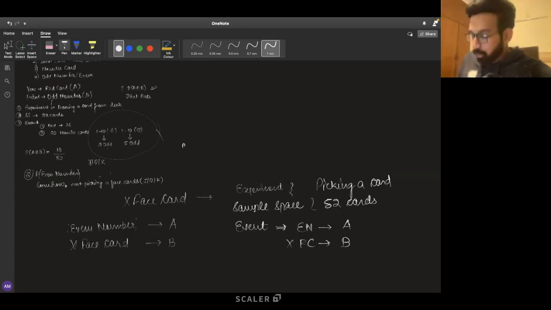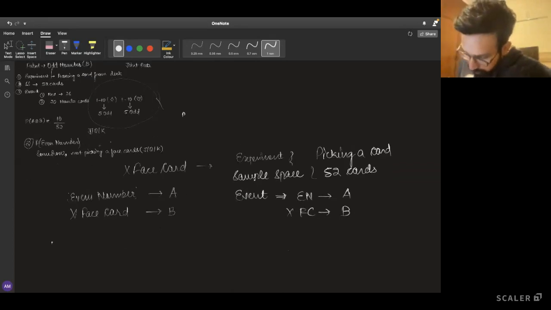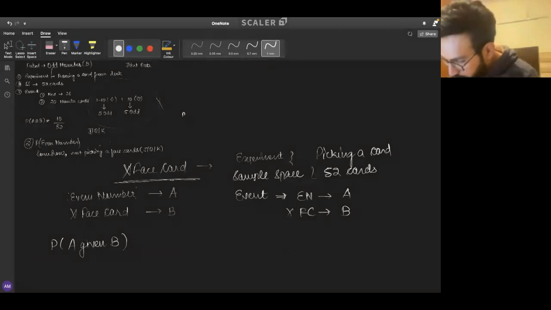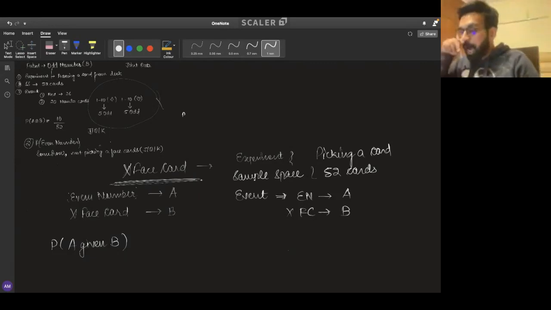Now, the probability that you are interested in calculating here is called a conditional probability. It is written as A given B. You are interested in knowing the probability of A when you know that B has certainly happened. We are already aware that it's not going to be a face card, so how would the probability of A change knowing this certain truth? B is given to be the truth. So how will this change?